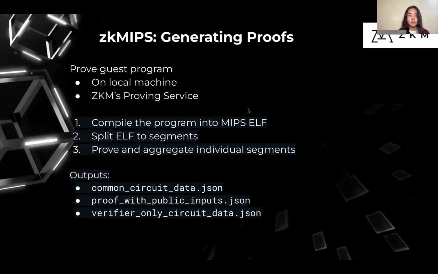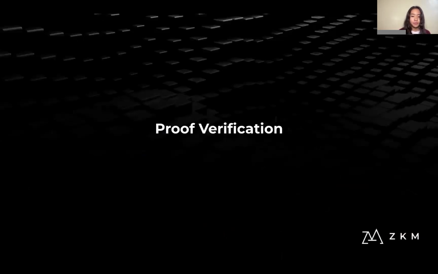In terms of general steps that we have here, we'll first compile that program into the MIPS ELF, split that ELF to individual segments, and then aggregate those individual segments for a final proof. And then after you aggregate for your final proof, you'll get a verifier folder with these three kinds of JSON files, which will also include your final snark proof that you can verify. So we'll use these files for the proof verification part.